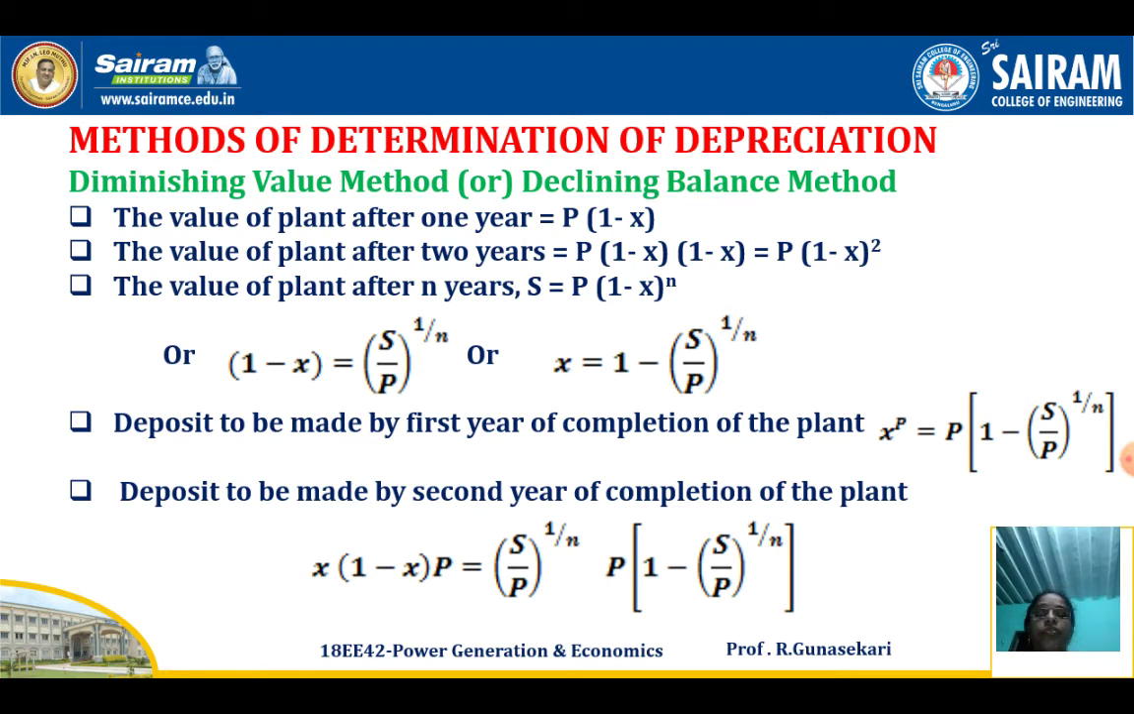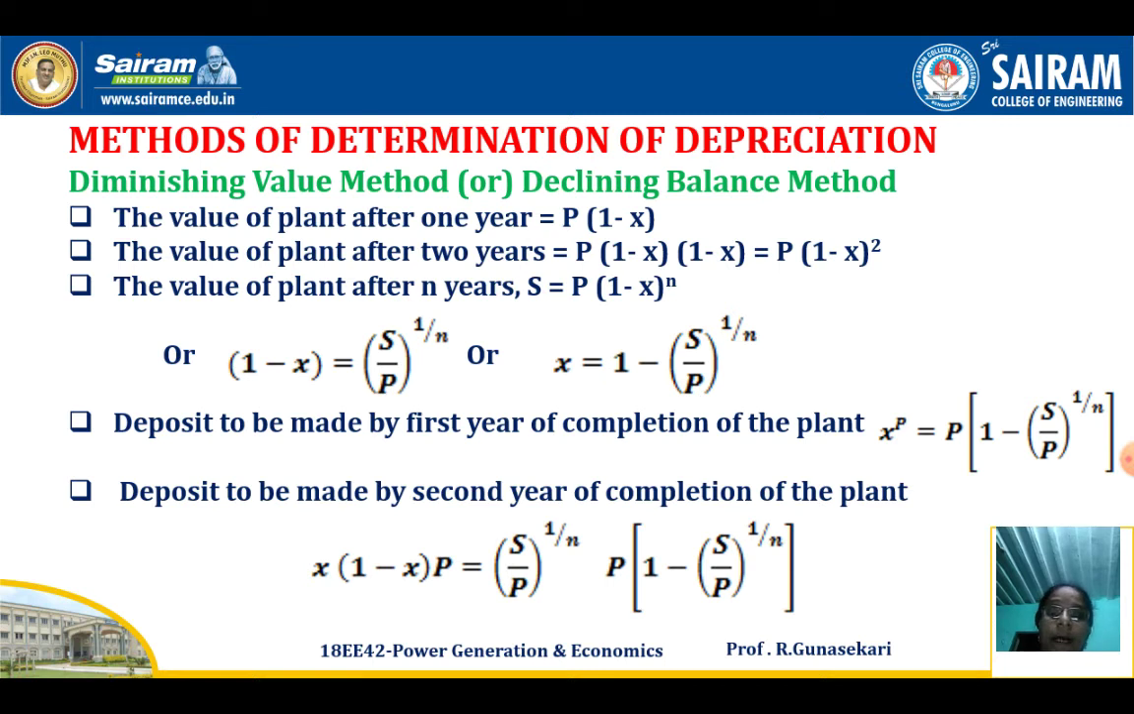So the value of the plant after n years, capital S, is equal to P into (1 minus x) the whole power n. Now we can calculate the value. Therefore (1 minus x) equals S divided by P the whole power 1 by n. x equals 1 minus (S divided by P) to the power 1 by n.